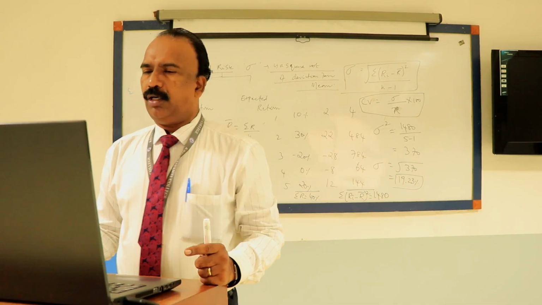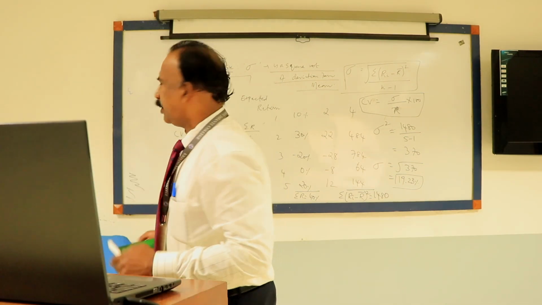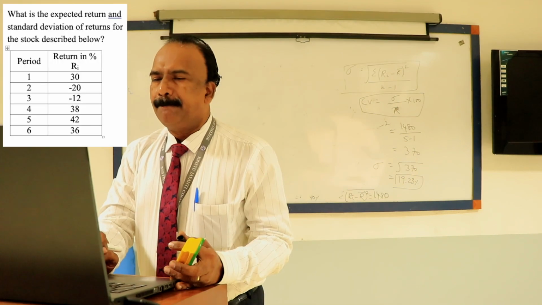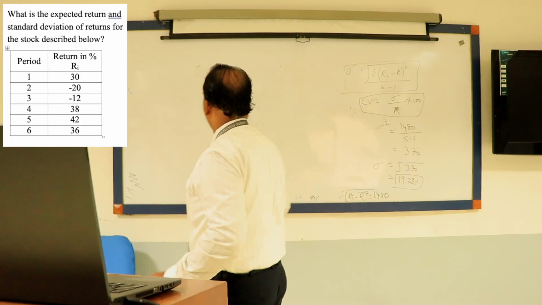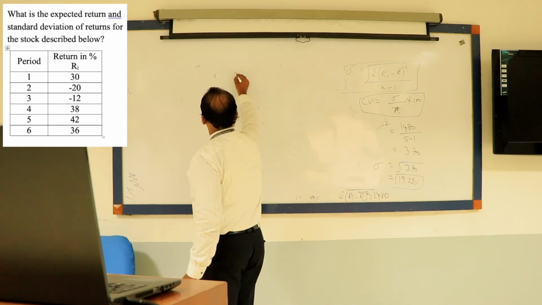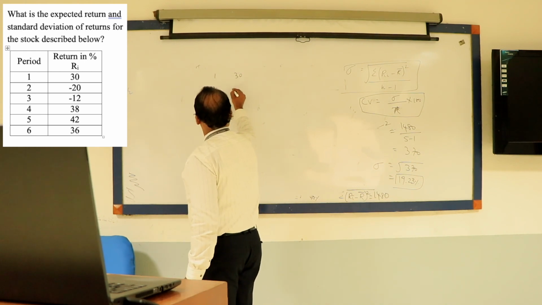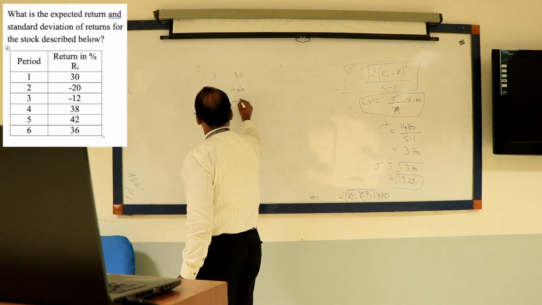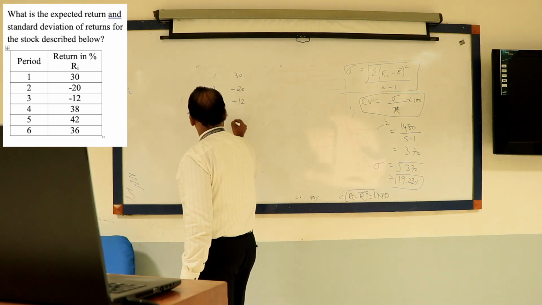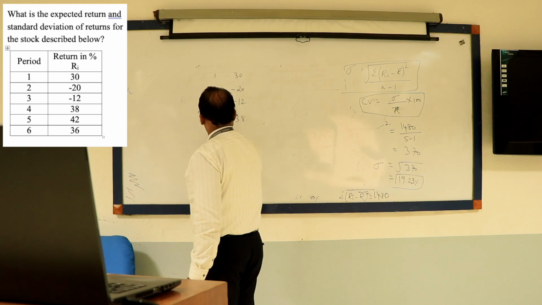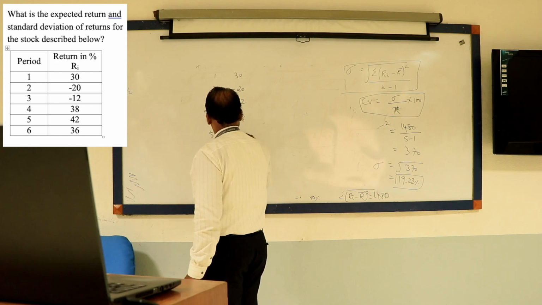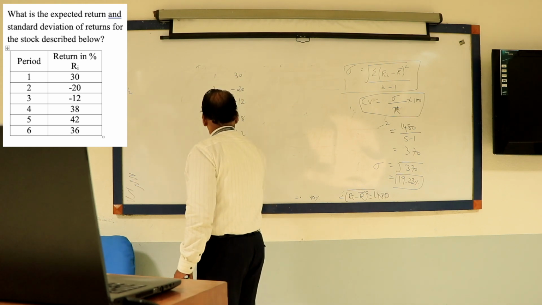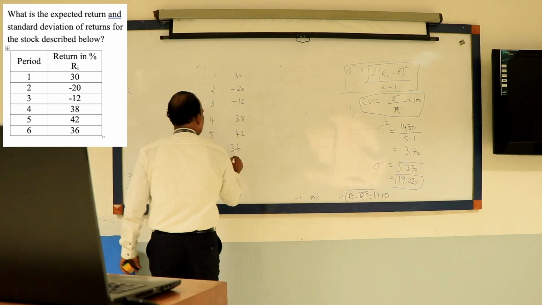Look at this. We are given returns. First year, how much? 30. Second year, minus 20. Third year, minus 12. Fourth year, 38. Fifth year, 42. Sixth year, 36. Now first step, compute sigma r.